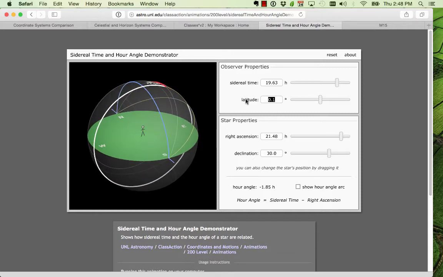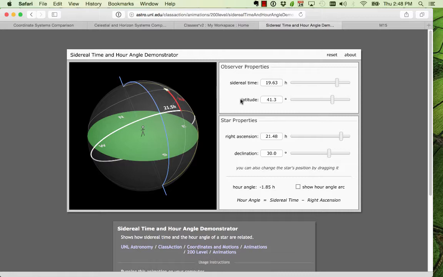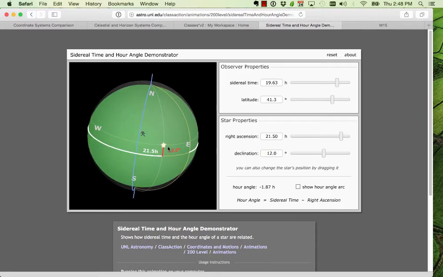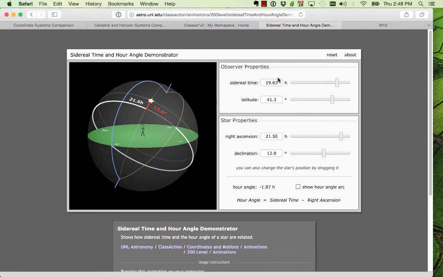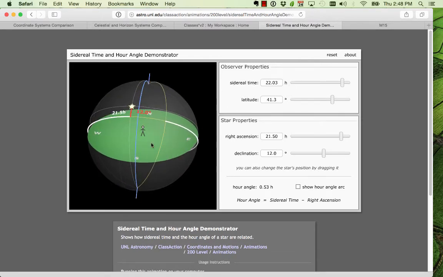Let's set this for New Haven, so 41.3. And then we could put in the right ascension and declination of our object here. So 21.5 for M15 and declination plus 12. All right, and there you can see where the object is. And now I could change sidereal time in order to see when it's rising and setting and when it's going to be highest in the sky.